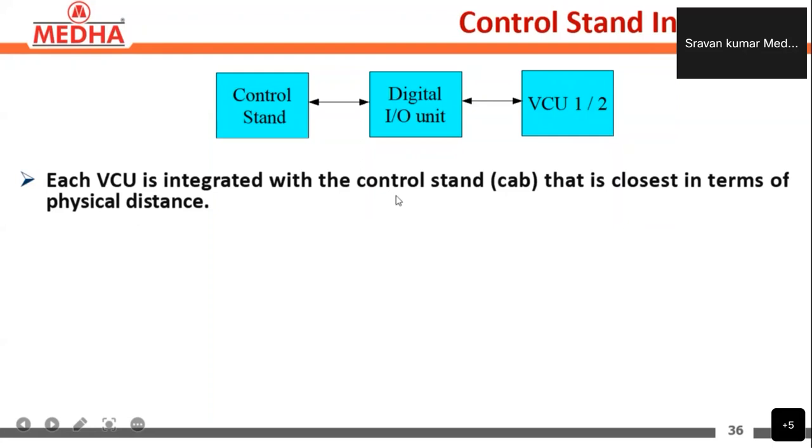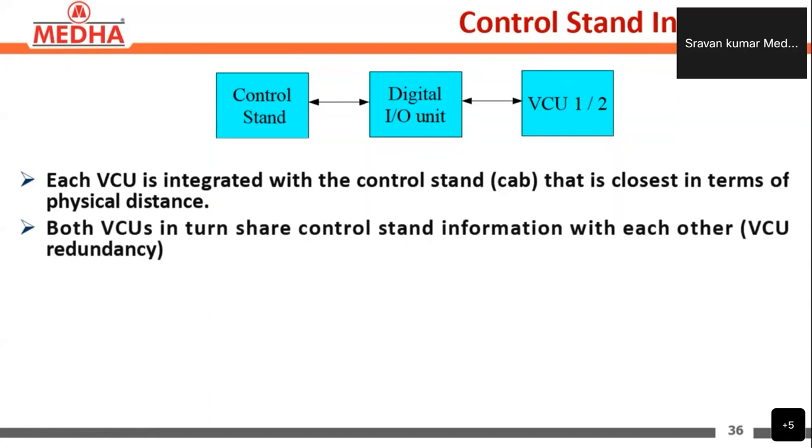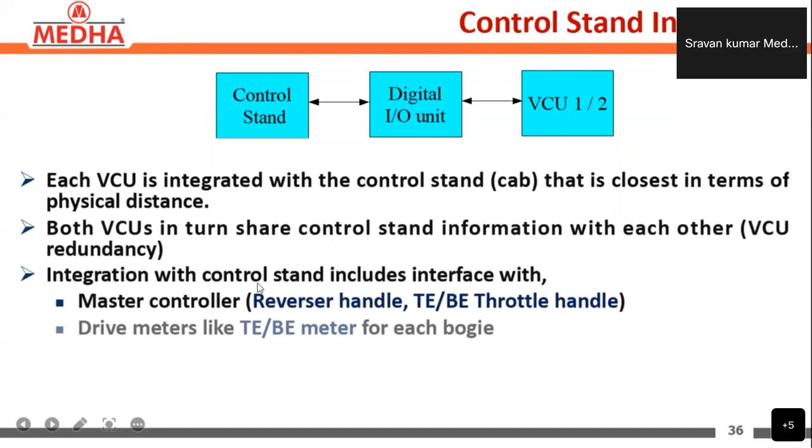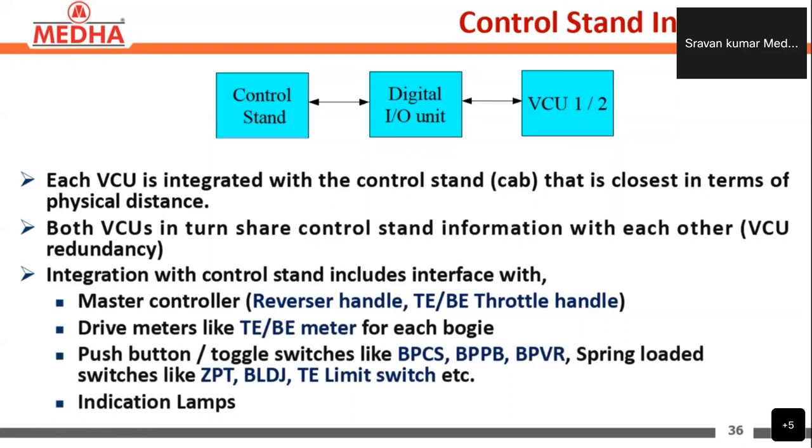So each VCU is integrated with the control stand cab that is closest in terms of physical distance. So whichever VCU is closest to the cab, that will be operating there. And both VCUs in turn share the control stand information with each other. That is the VCU redundancy given. And the integration with the control stand includes interface with the driver desk things that are interfacing with the VCU: the master controller, reverser, that is the reverser handle, TEB throttle handle, the angle transmitter, and drive meters like the TEB meters from each bogie.